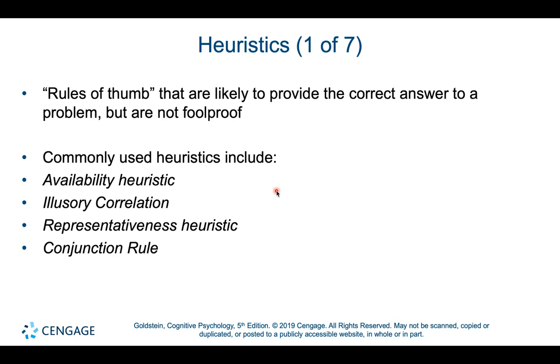So we're going to take a look at a few commonly used heuristics: the availability heuristic, illusory correlation, the representativeness heuristic, and the conjunction rule. So these heuristics are ways of thinking that feel like they make sense, right? They feel okay, but they often are not.